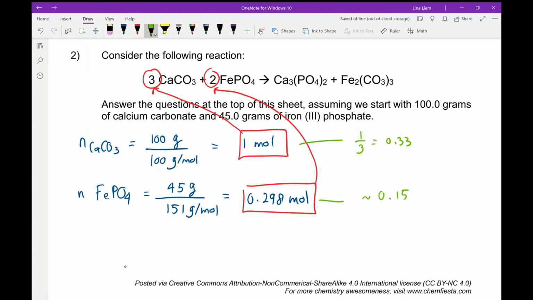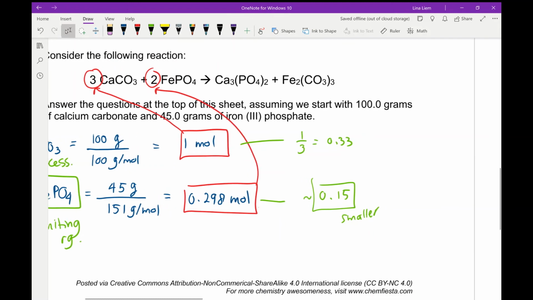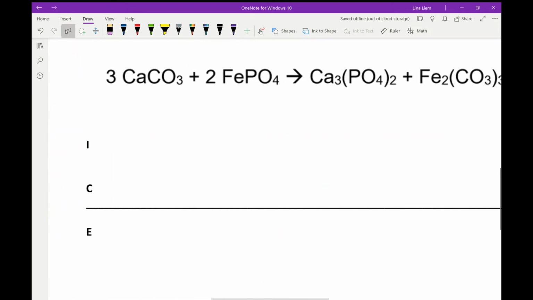And we can see that this number is the smaller number of the two, and that makes our iron phosphate the limiting reagent. Calcium carbonate is the excess reagent. Once we know the limiting reagent, let's go to our ICE diagram, bring the mole over to this side.